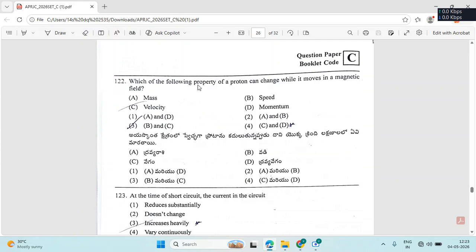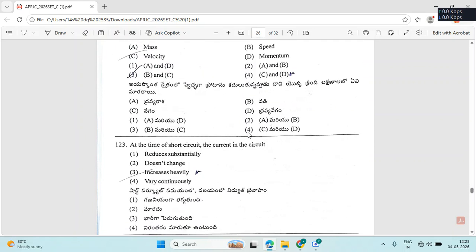Which of the following properties of a proton can change while it moves in a magnetic field? Mass, speed, velocity, momentum. We have to choose one option: A and D, A and B, B and C, C and D. The correct option is 4, C and D.